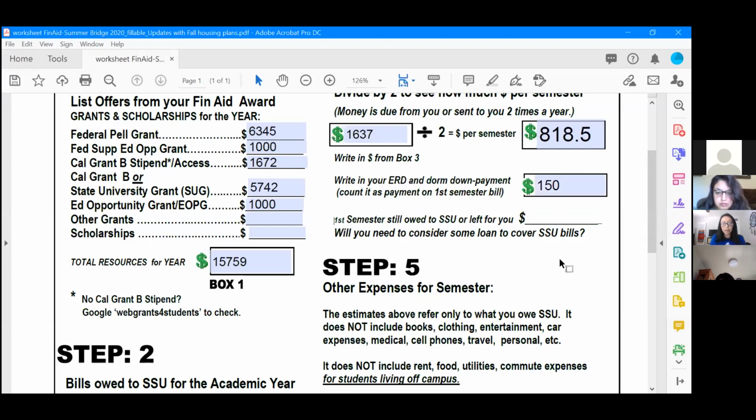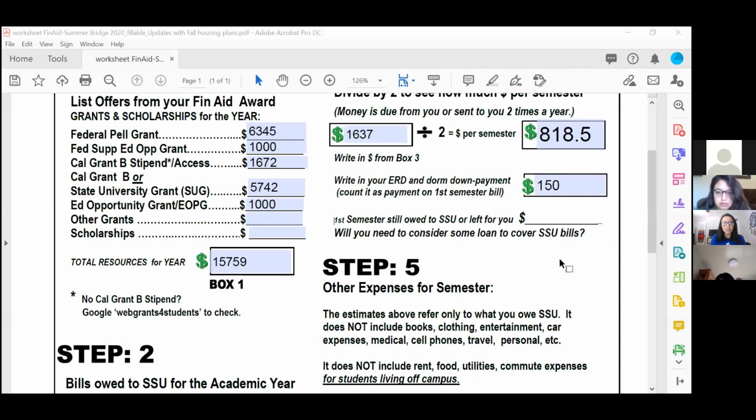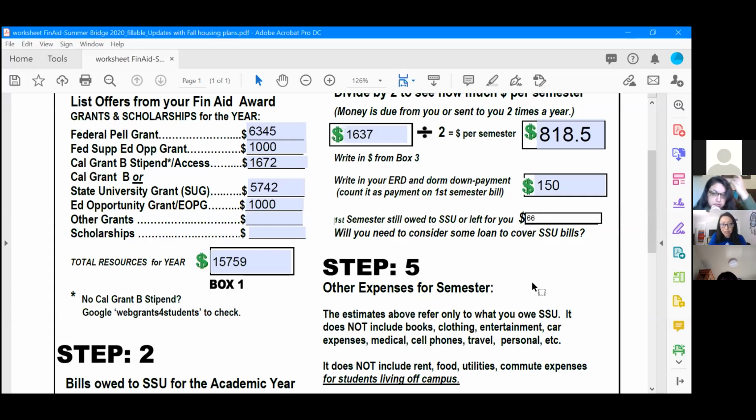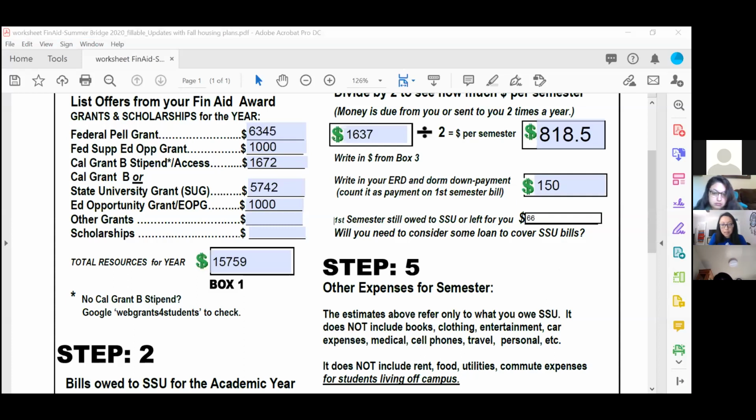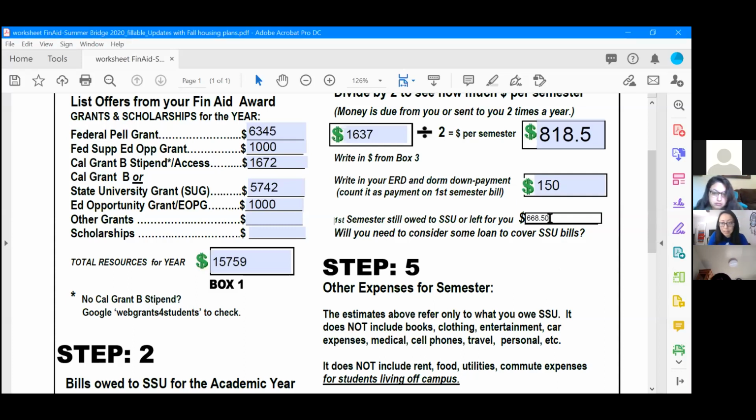So I know that for fall, $818.50, minus $150, because I put that down already. I put that money up front. So I know that for fall semester, I will just pay $668.50. Okay, so that is my fall semester that I owe.